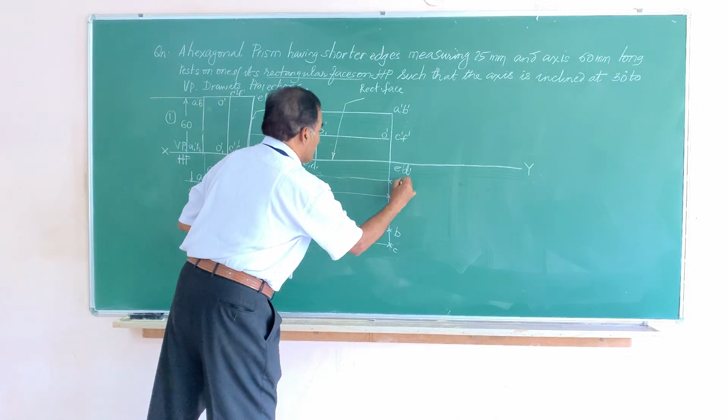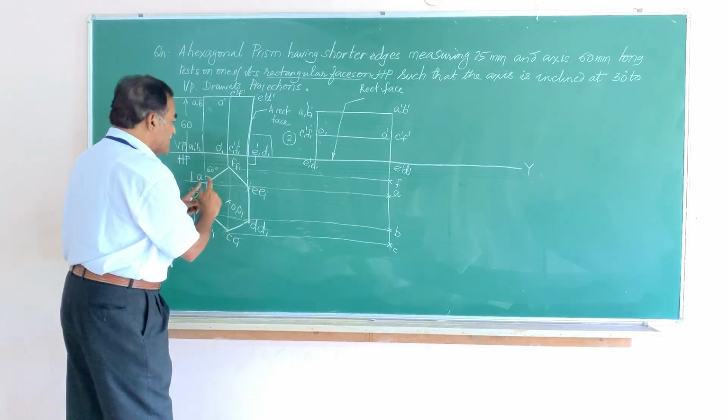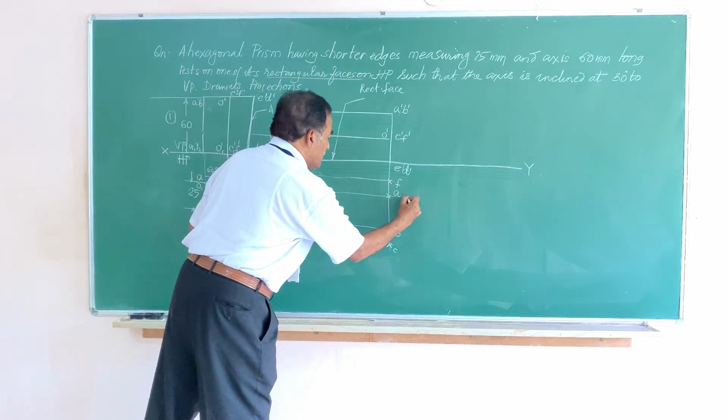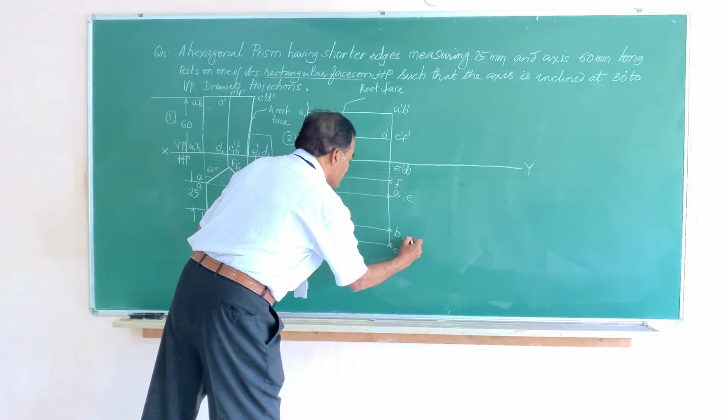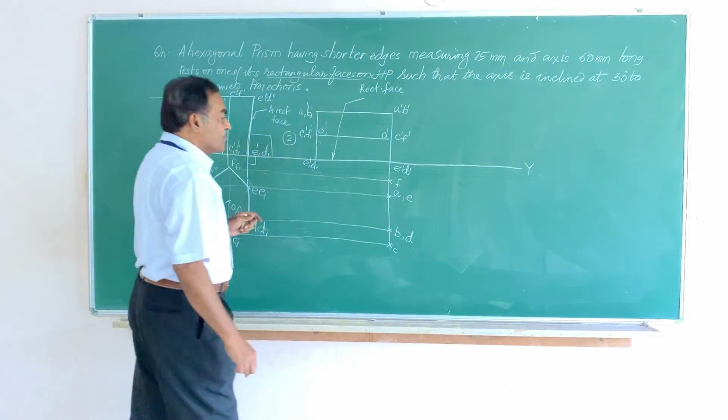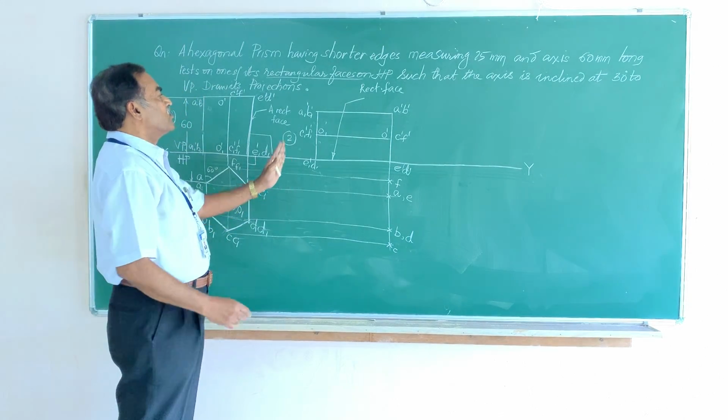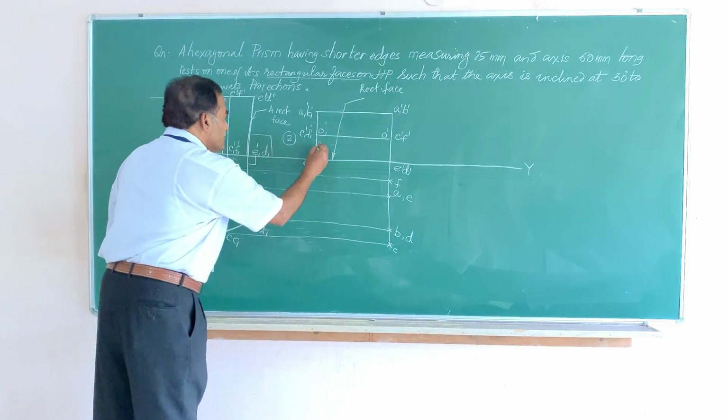This is point F. So here you have both A and E. A comma E, and on this line you will be getting B comma D. So after getting this top face, a similar figure you obtain for the bottom face. So it is very simple.